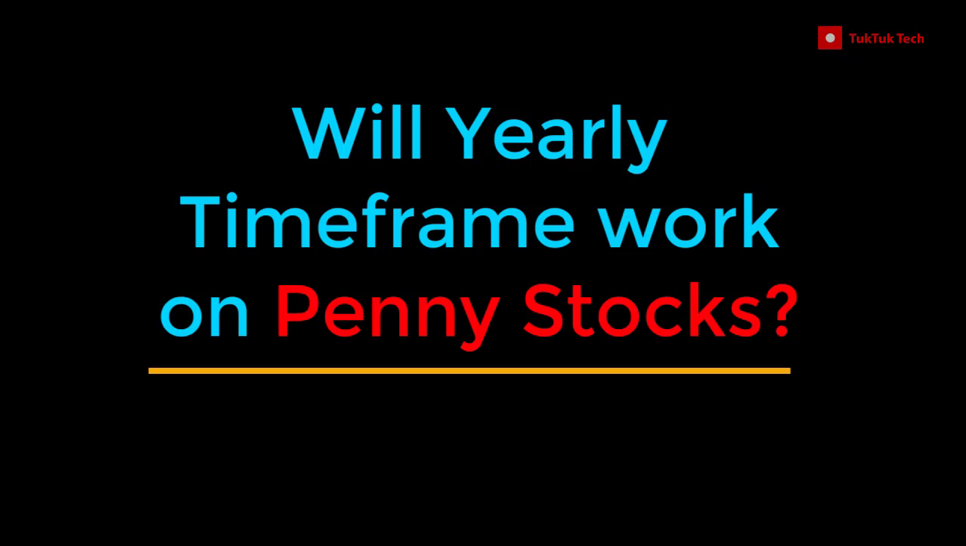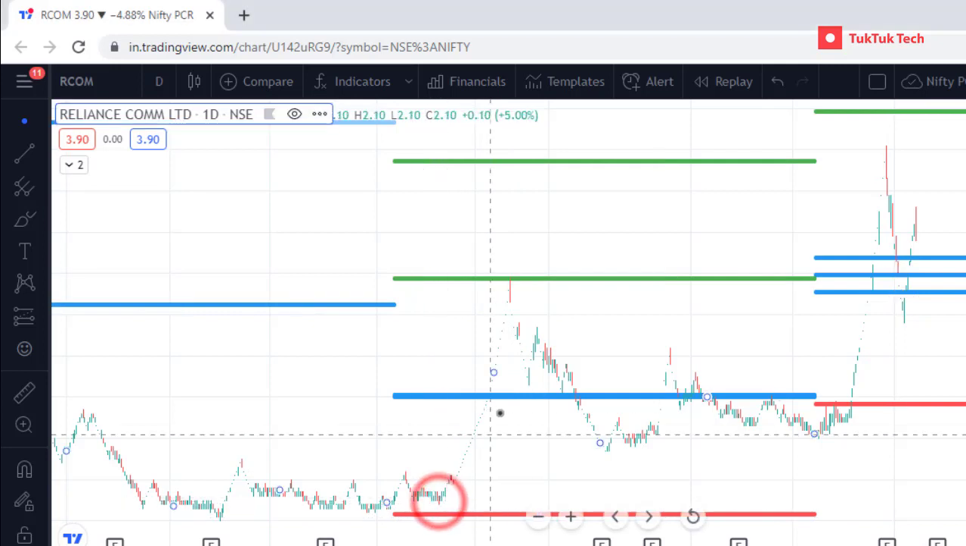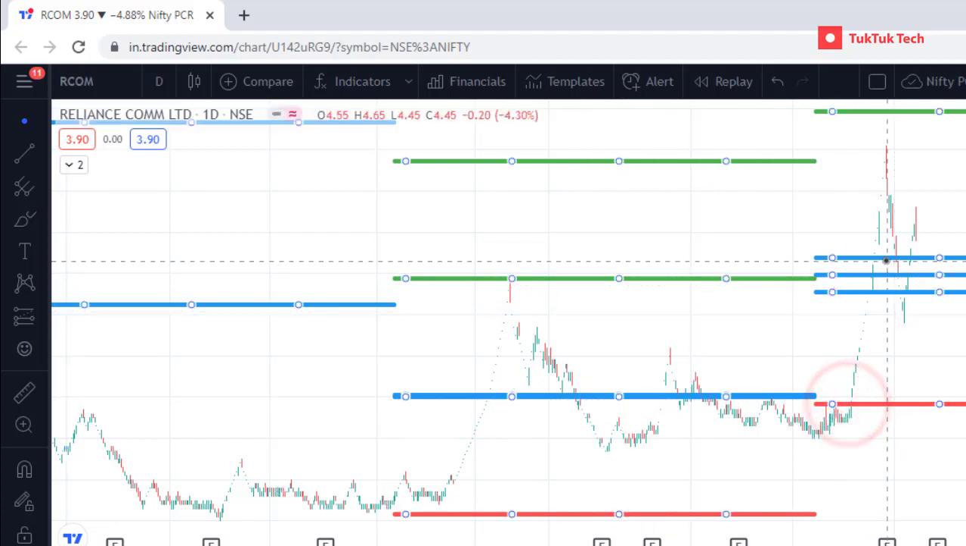Will yearly time frame work on penny stocks? You can notice even penny stocks dance to CPR levels, but personally, I do not recommend investing in penny stocks.